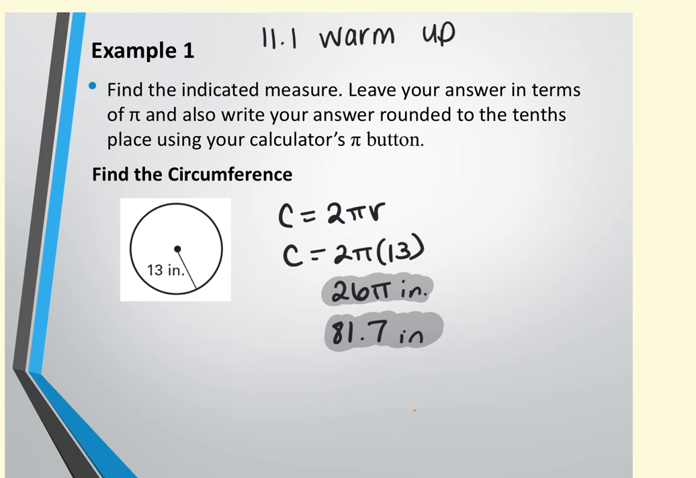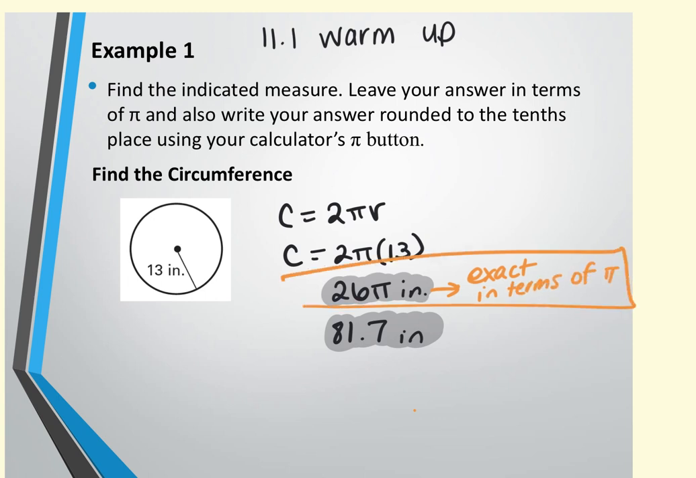All right, number one. And hopefully we all get number one right. This one gives you the radius, so I use 2 pi r. 2 times 13 would be 26 pi if it was to be left exact. So again, it will either say exact or in terms of pi, and that's what it means.